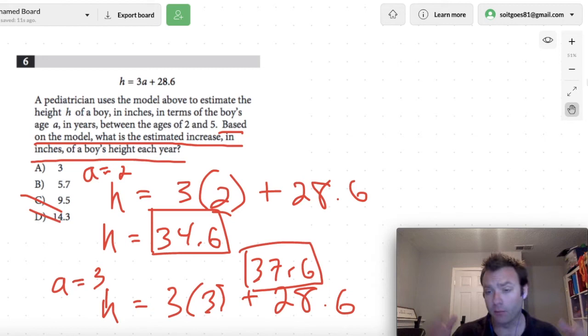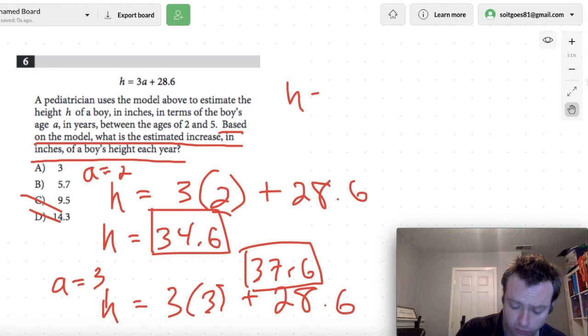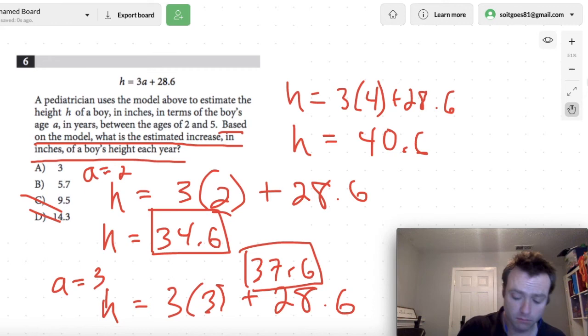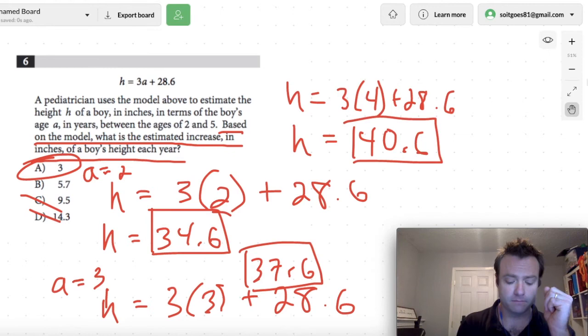Just to be certain here. So that's 3 times 4 plus 28.6. Go ahead and calculate that real quick. So 40.6 inches. And what's the increase there? 3 inches. 3 inches increase. So we can confirm it. It is indeed answer choice A. Any questions about that? No, it makes sense.